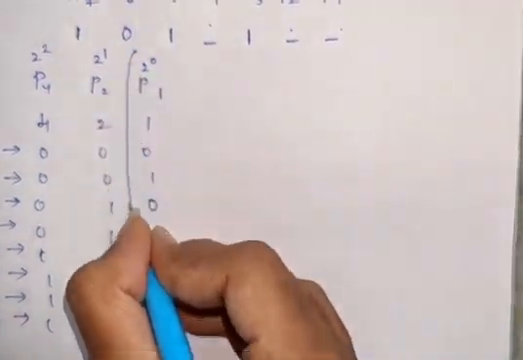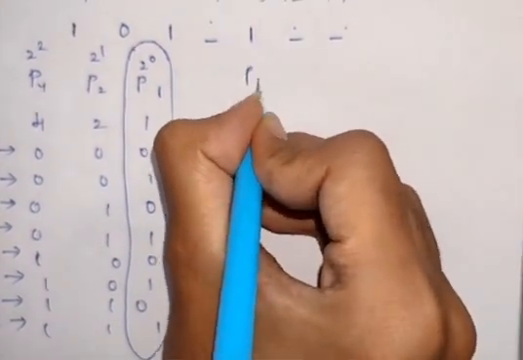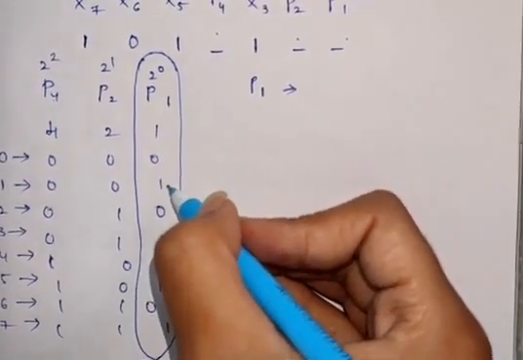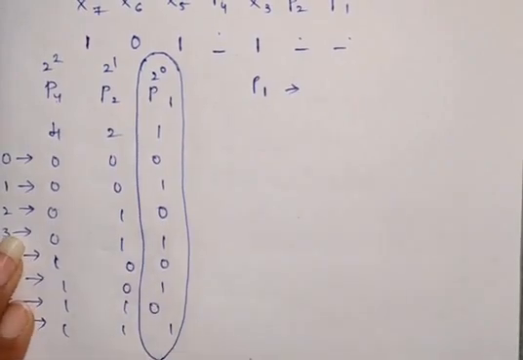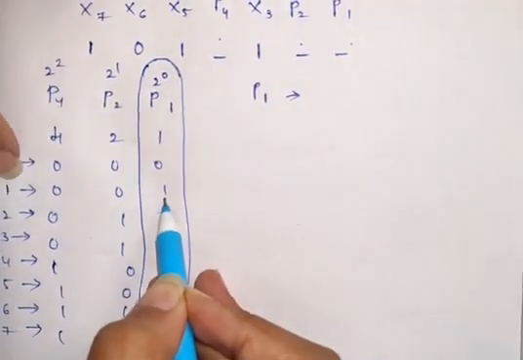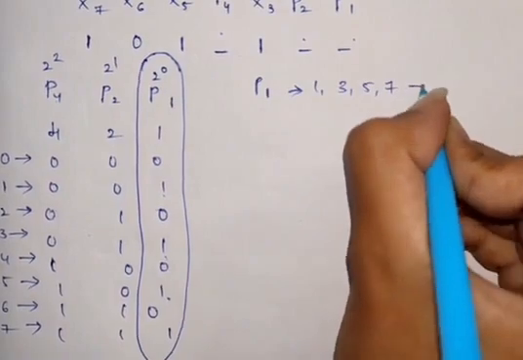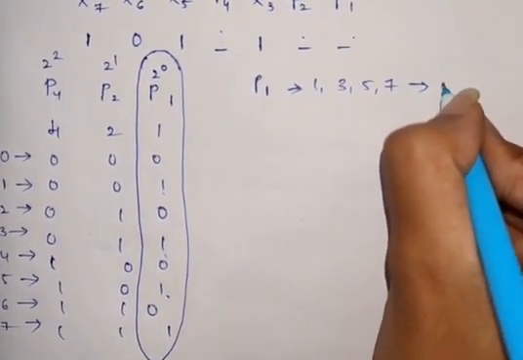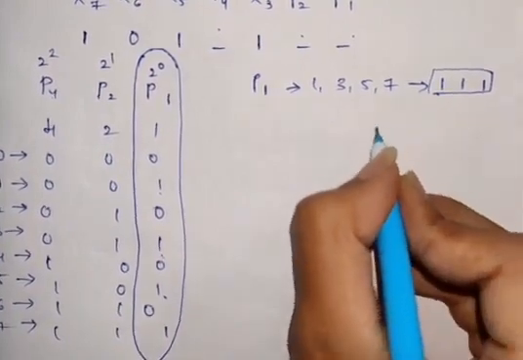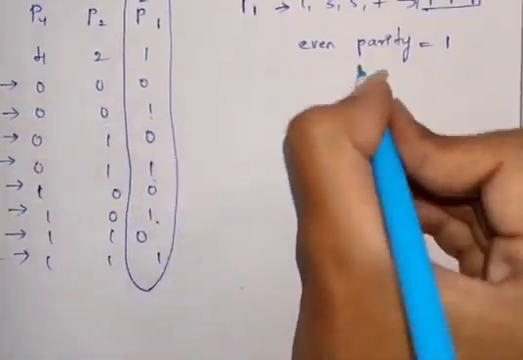Now let's check out this row, P1 column is P1 totally. To find out this parity bit P1, first of all let me check where are the ones present in this P1 to find out. 1 is present in 1, in 3, in 5, in 7. 1, 3, 5, 7. 1, 1, 1. The number of ones are odd, so even parity becomes 1. So P1 equals to 1.